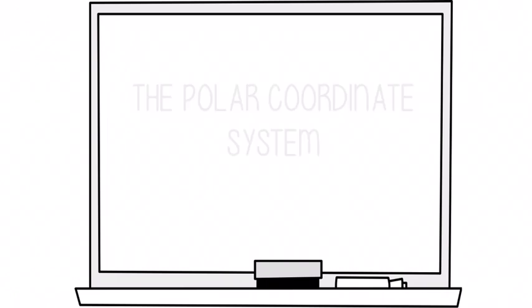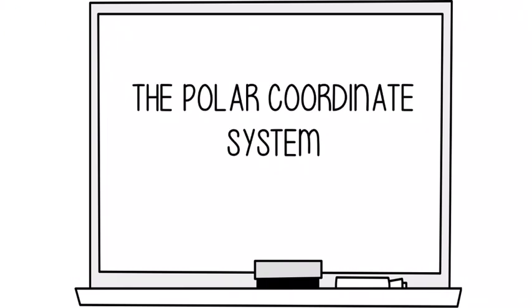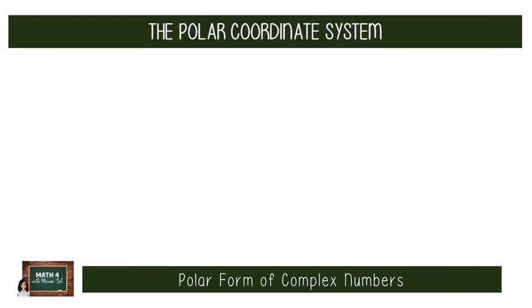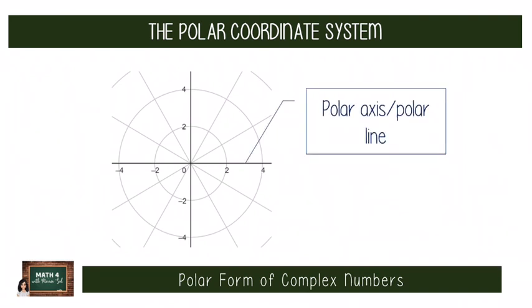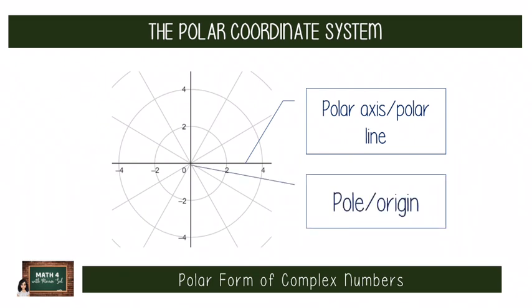At this point, we will also introduce ourselves to the polar coordinate system. Unlike the Cartesian coordinate system, which uses the x and y coordinates to locate a point, the polar coordinate system uses angle measures and directed distances to locate a point. The fixed ray from which we will generate our angle is the polar axis, or the polar line, and the fixed point is the pole, or the origin.